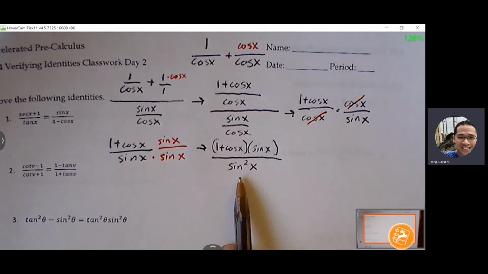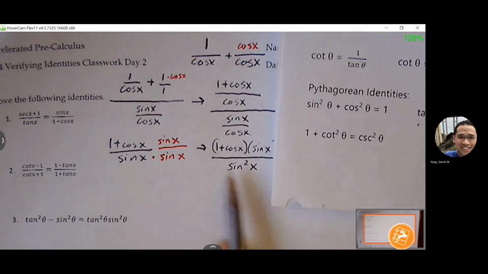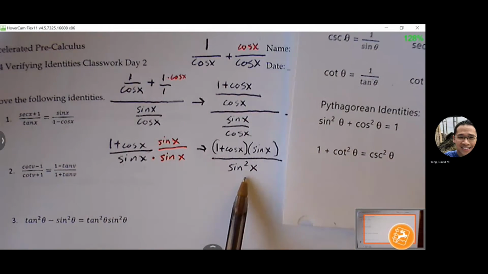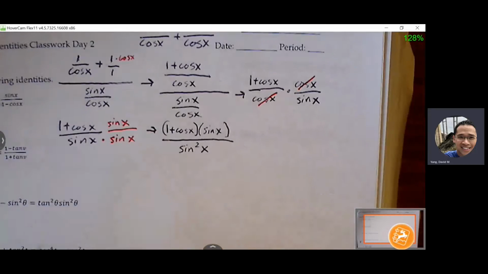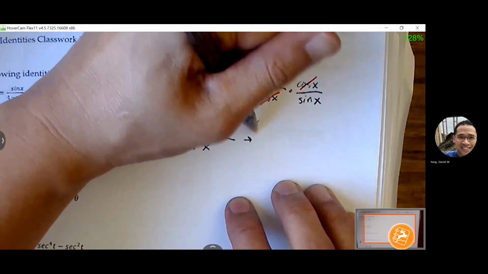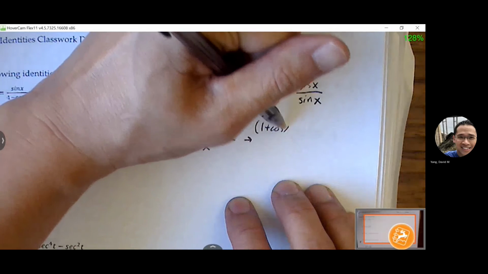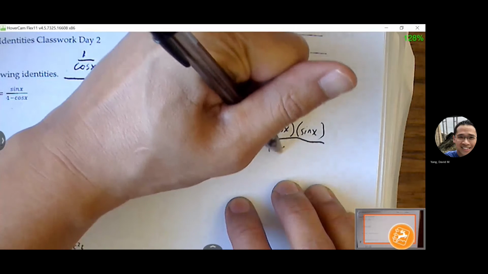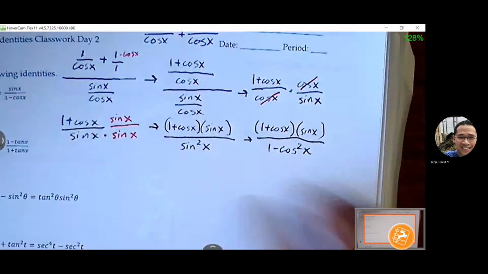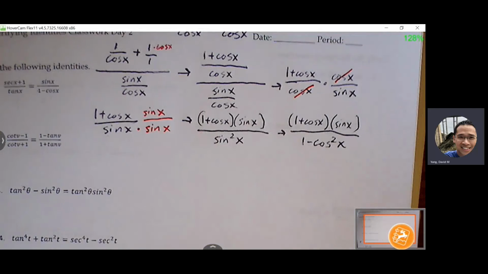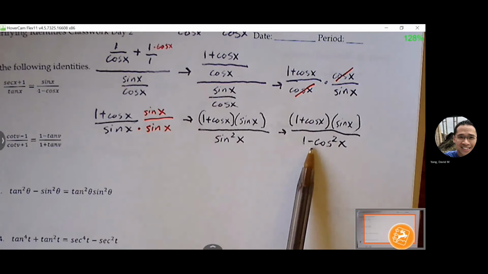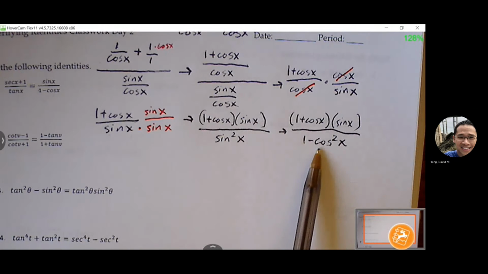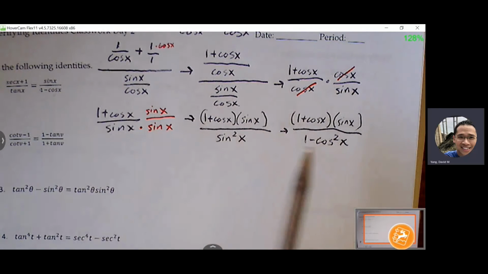Sine squared looks familiar. Right? Denominator to at least match. This looks familiar from the previous problem, with that one minus cosine squared. We factor, we can get this 1 plus cosine.